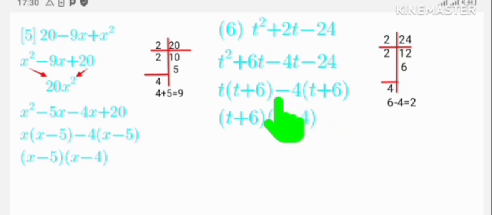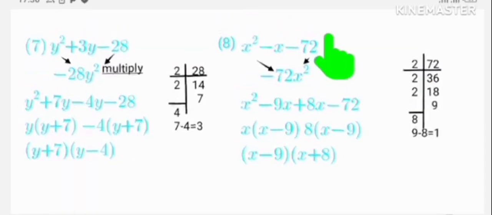So after we've done that, if we've done everything correctly, we should have these two brackets equal. We bring one of these brackets down, and then we just combine these two terms, t and -4. So we are going to have what? T minus 4. If we expand this bracket now, you should get everything that is here. So let's move on to number 7 and number 8.